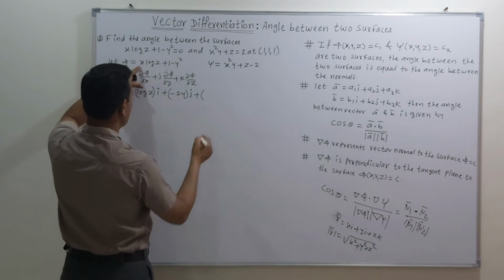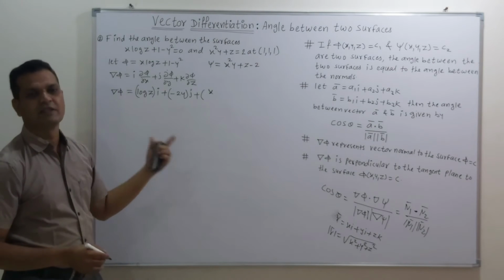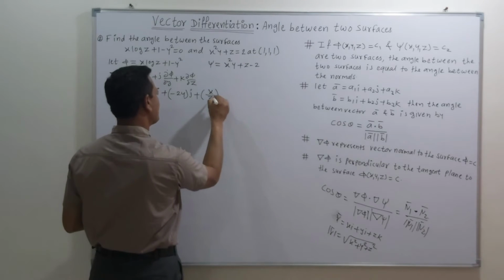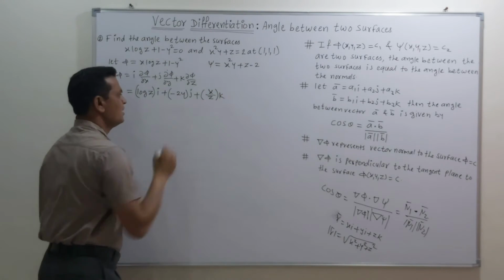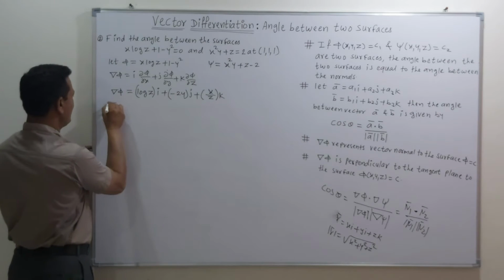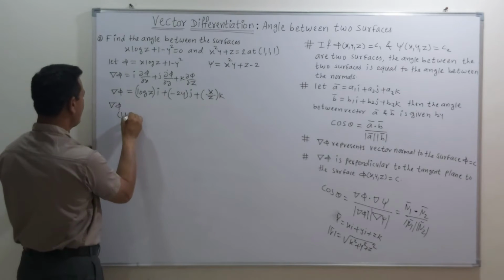So here the z term is absent, so x is constant, and the derivative of log z with respect to z is 1 upon z, so we can write this as (1 upon z) times k, because x is constant. So here we get the value of del phi. Now find out the value of del phi at the point (1, 1, 1).